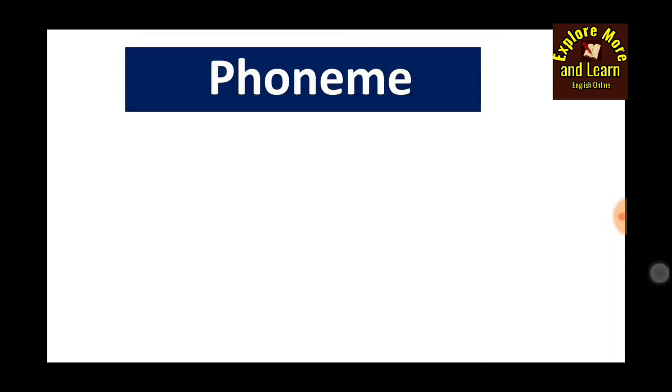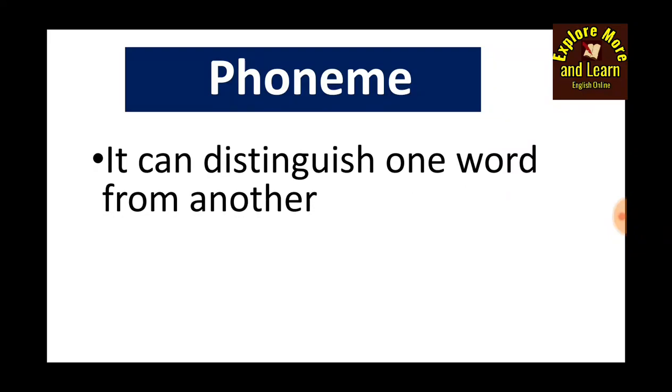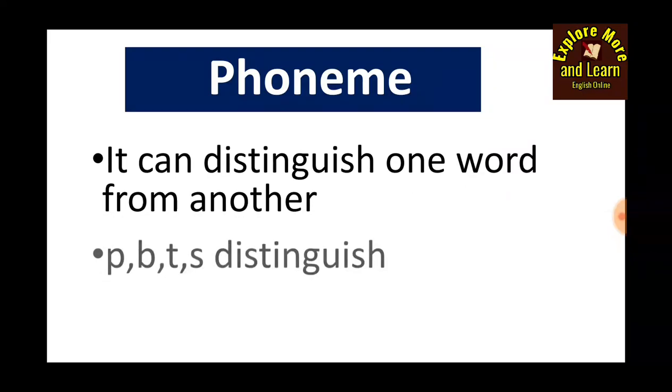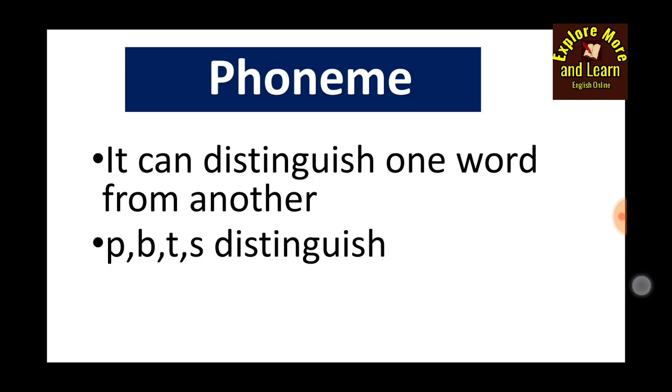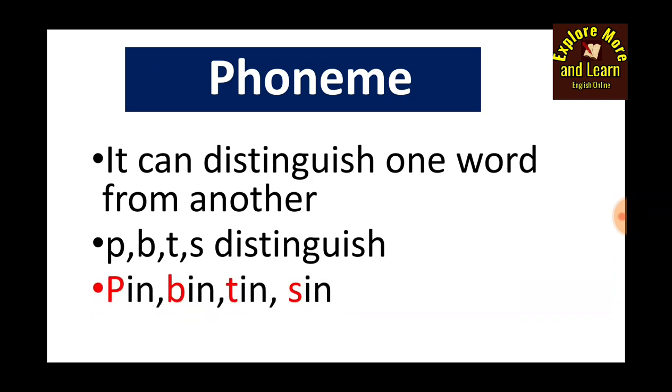Okay, another important thing about phoneme is it can distinguish one word from another. For example, pa, ba, ta, sa. These are the sounds they can distinguish pin, bin, tin, sin from one another. Like if we replace pa with ba, we get bin. If we remove ba and we put t here, we get tin. And in place of t, if we write s, then we get sin. Okay, so these sounds distinguish one word from another.